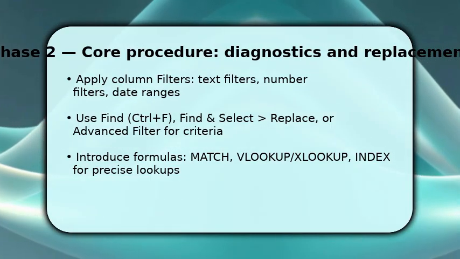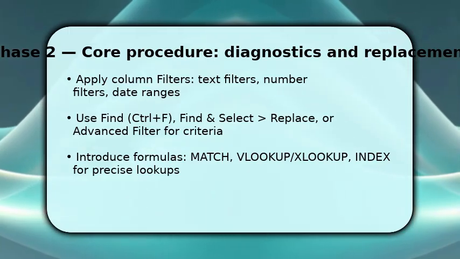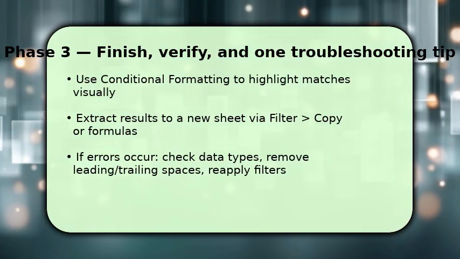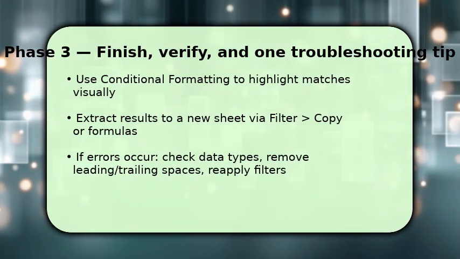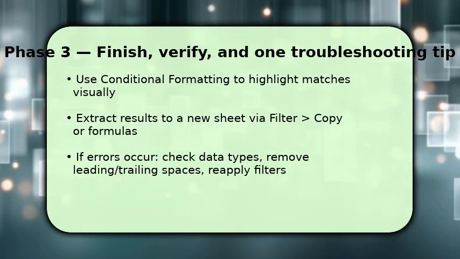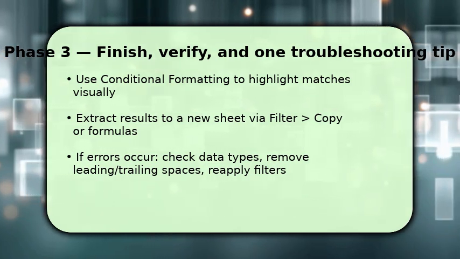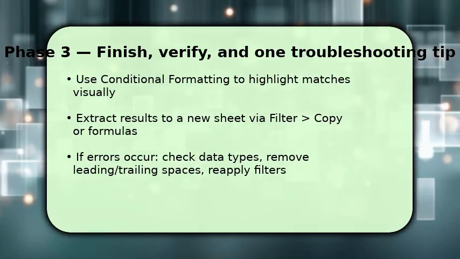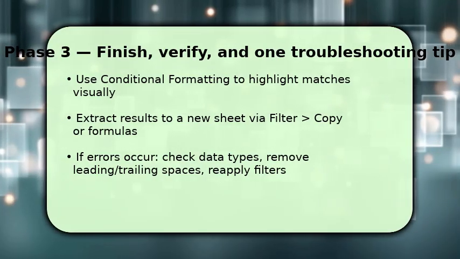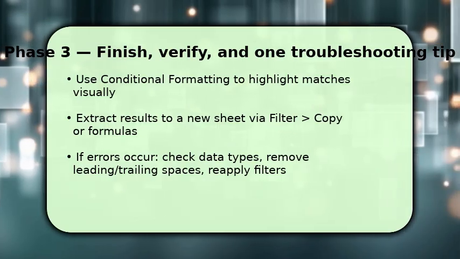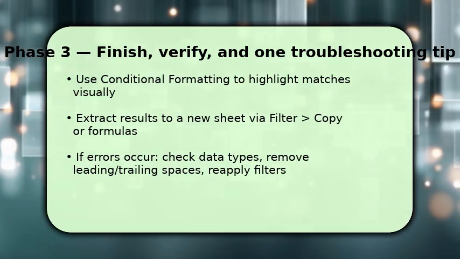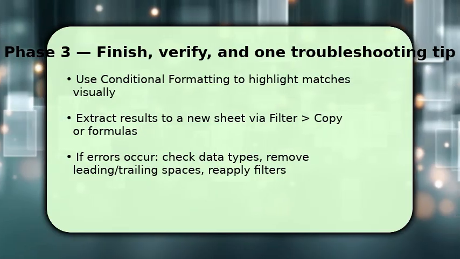Once you combine filters with a lookup formula, you can extract targeted rows. To finalize, add conditional formatting to highlight the items you found so they are unmistakable at a glance. Then copy filtered rows to a new sheet, or build a results table using formulas so your source data stays intact. Make sure to document the steps you used, filters, criteria, formulas, so you can reproduce them.